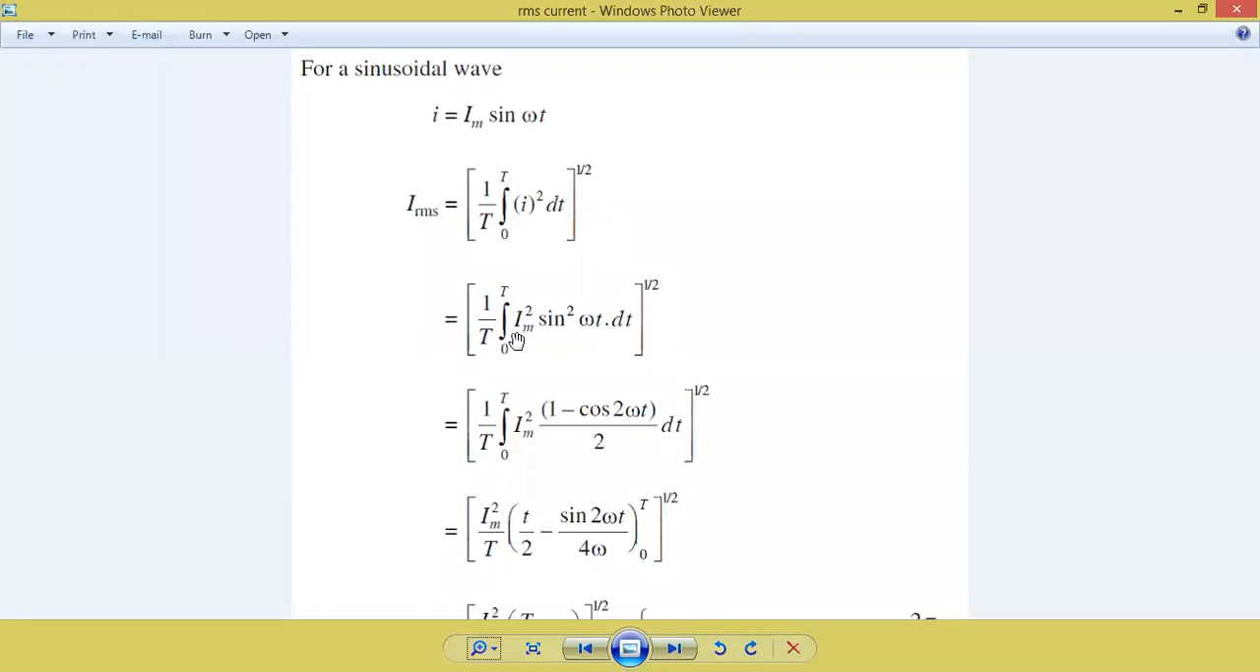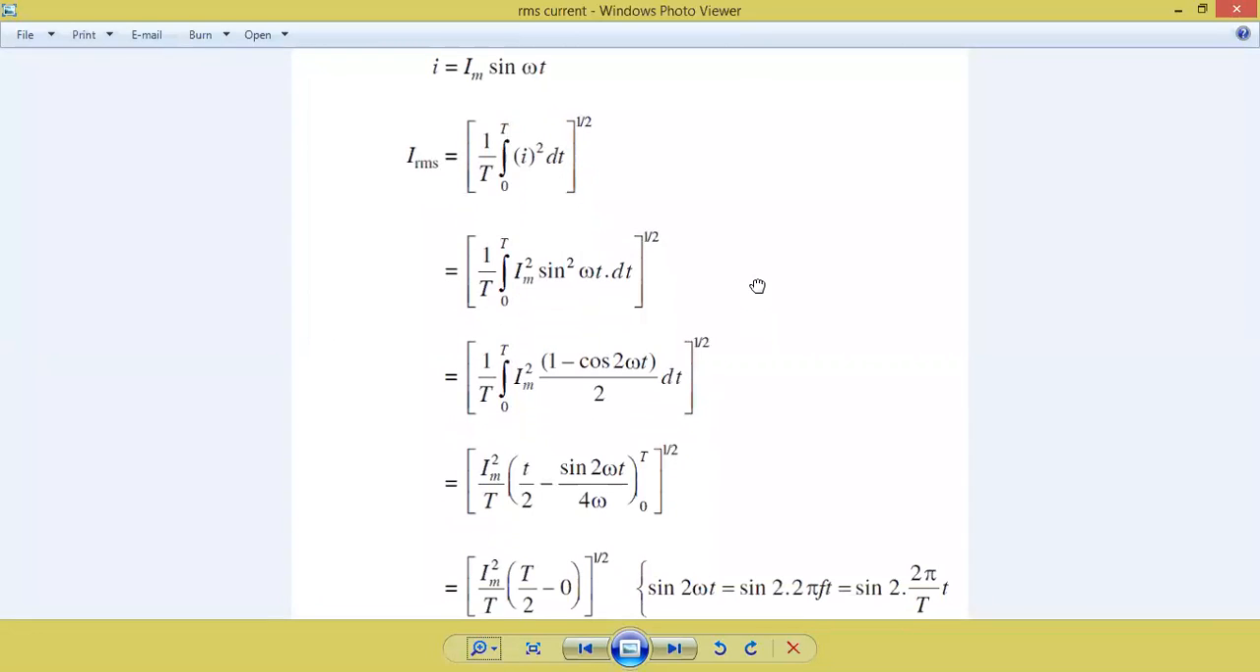Now Im means peak current. It is constant. Let us bring it outside of the integral. Now you see, in trigonometry you have submultiples. Sin square theta is equal to 1 minus cos 2 theta by 2. All of you remember the formula. What is the formula for sin square theta? 1 minus cos 2 theta by 2. Therefore, what am I having? Instead of theta, I am having omega t. So I am not disturbing anything.